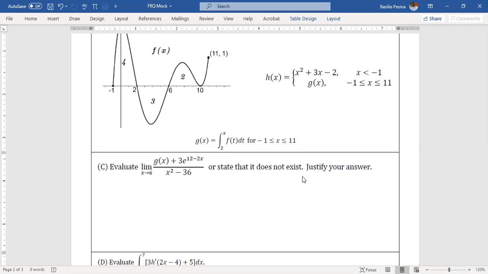So let's go ahead and do the next one. Okay. So we have the following here. We have the limit as x approaches 6. The first thing you should always do, guys, is evaluate the limit. See what happens. So if we evaluate this limit at 6, what does it tell us? Let's go ahead and try it.